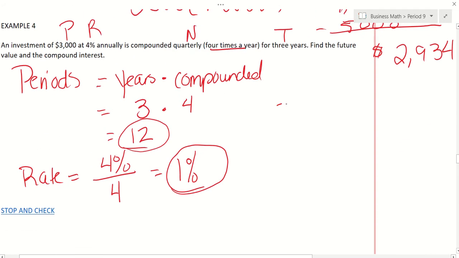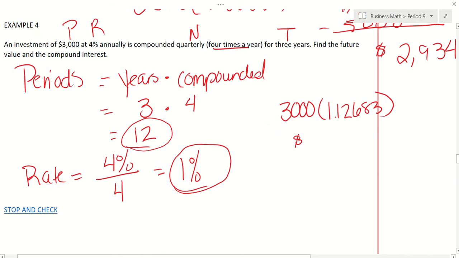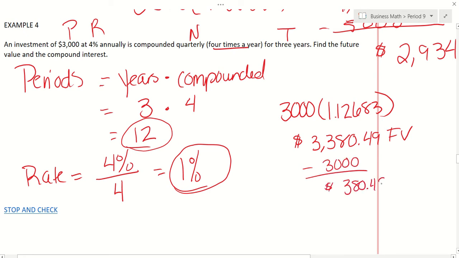So the number is 3,000, my principal, times table value 1.12683. What does that give me? $3,380.49. That's my future value. Subtract the original loan to get myself my interest. And there are my answers.